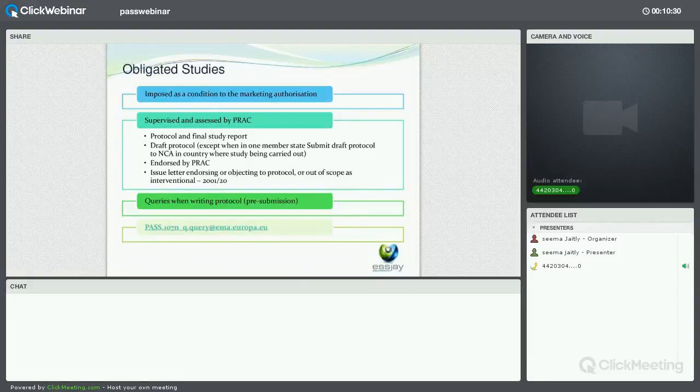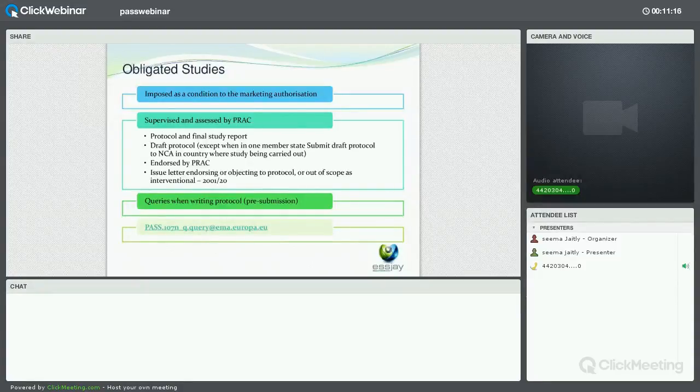So they may say, actually, this is an interventional study. You need to ensure that this is carried out under the clinical trials directive, it's not under our remit, or they may say, actually, we don't quite agree with how you've put the study together, and they will suggest amendments. Now, just before you submit the protocol, you can actually submit queries, and there is an email that I've listed here where you can submit queries specifically for obligated studies. If you go onto the EMA website, they do have a section with questions and answers for post-authorization safety studies, which has a lot of detail in there and points you in the right direction with regards to who you could contact if you do have queries.